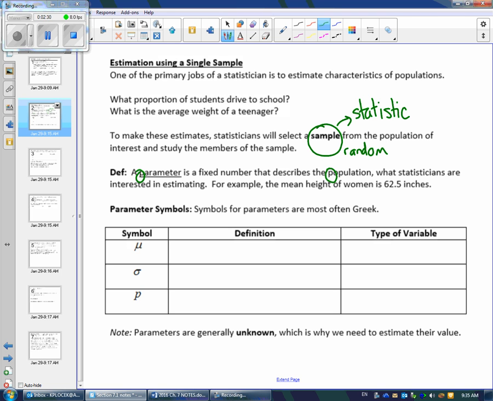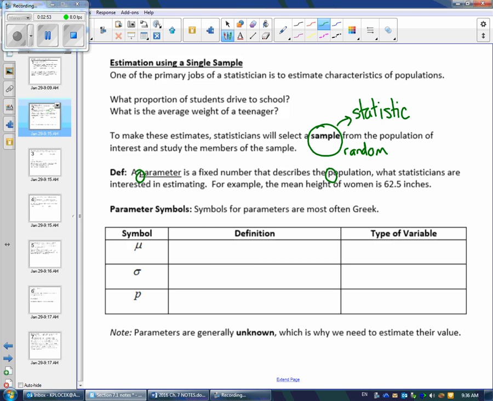What statisticians are interested in estimating. For example, the mean height of a woman is 62.5 inches. So what this is saying is that we can't know exactly what the mean height of a woman is in the whole world. That's impossible. But we can draw several random samples and estimate what it might be.